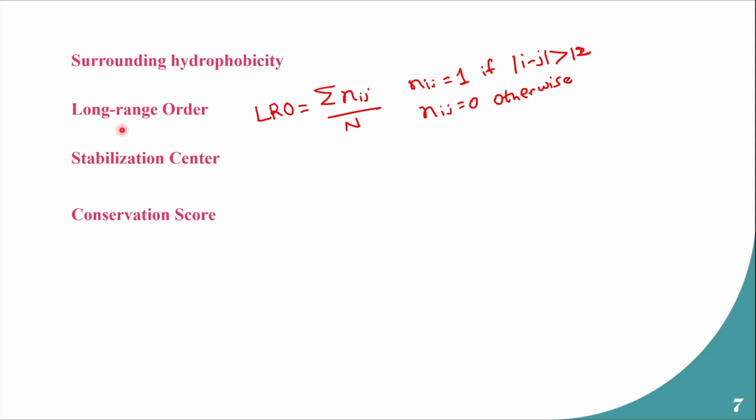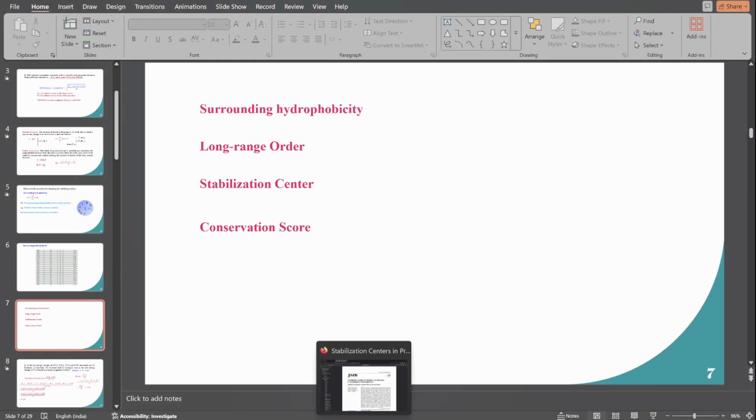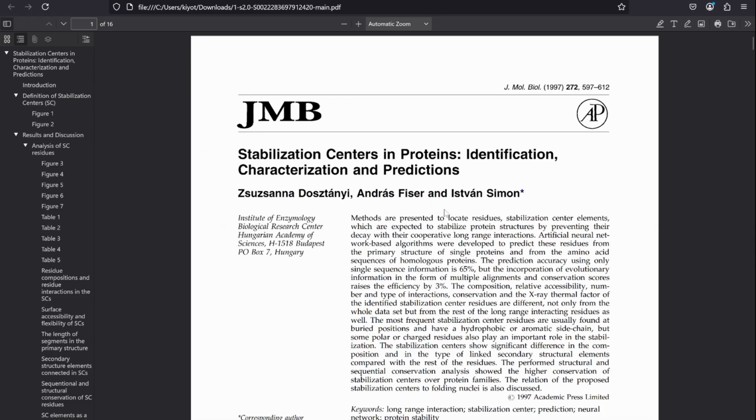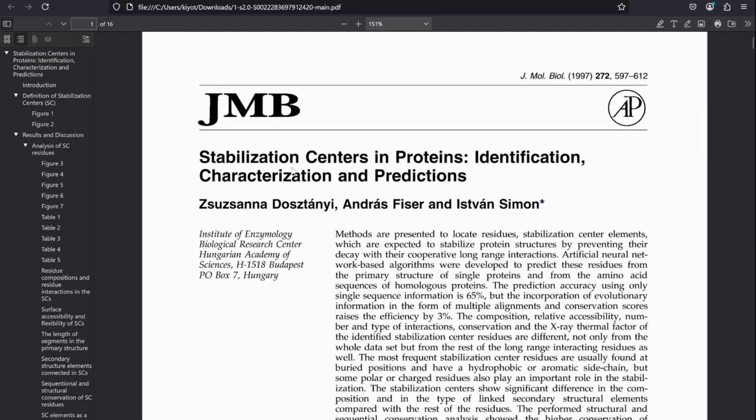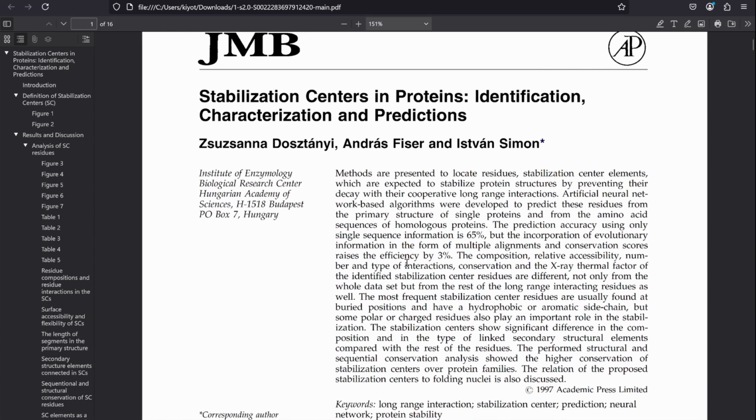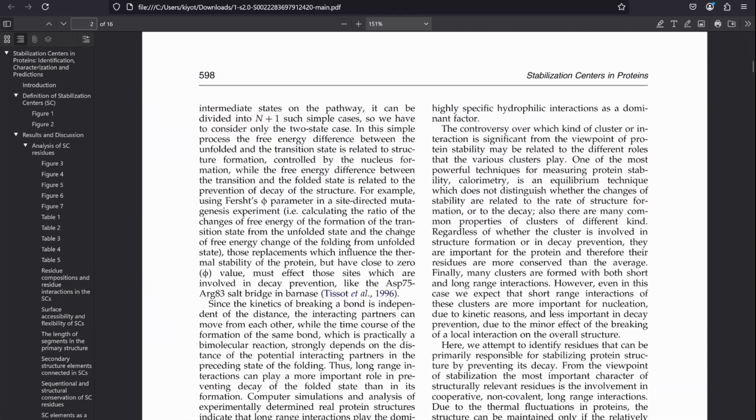Another thing that Professor Blumenthal went over was stabilization center. If we take a look at it, I thought I would look at one of the original papers that discussed stabilization centers. This paper was published in 1997 in the Journal of Molecular Biology, and it is talking about the stabilization center in proteins, their identification, characterizations, and predictions, right?